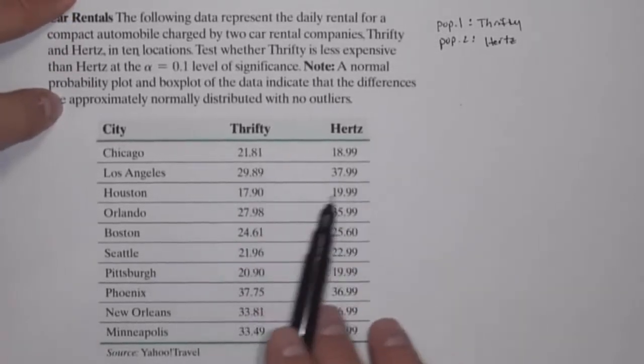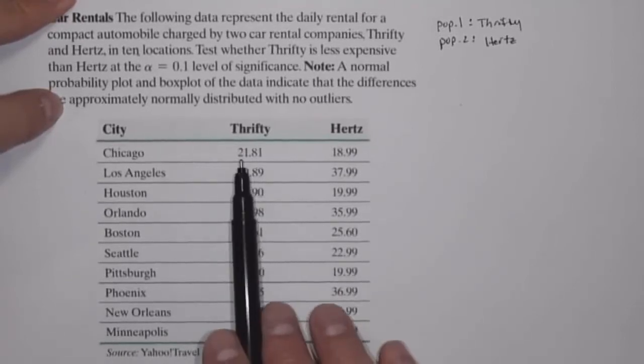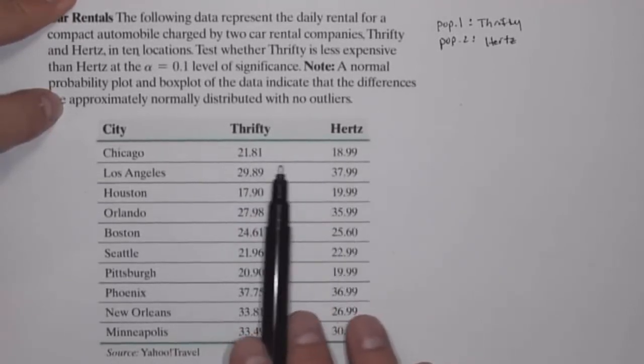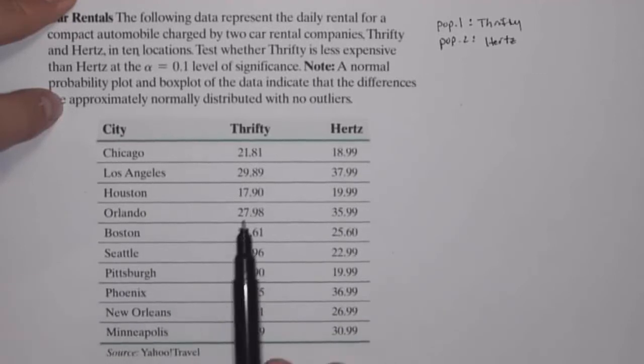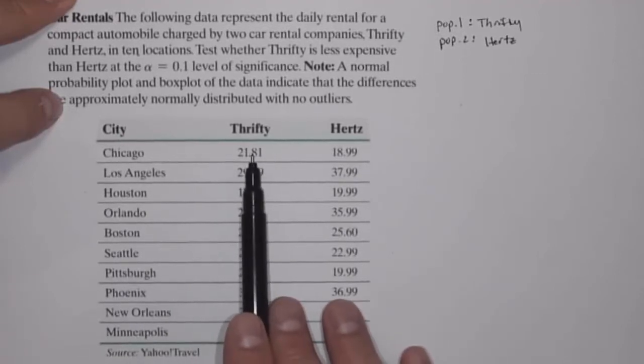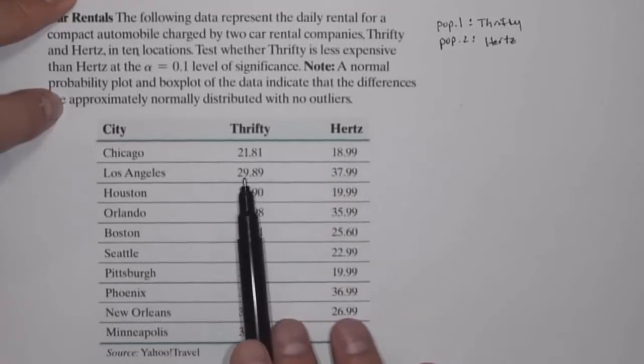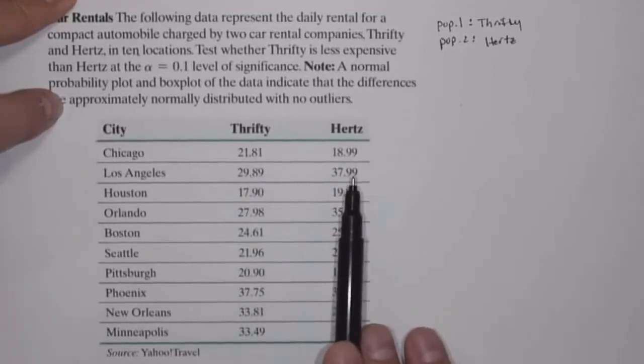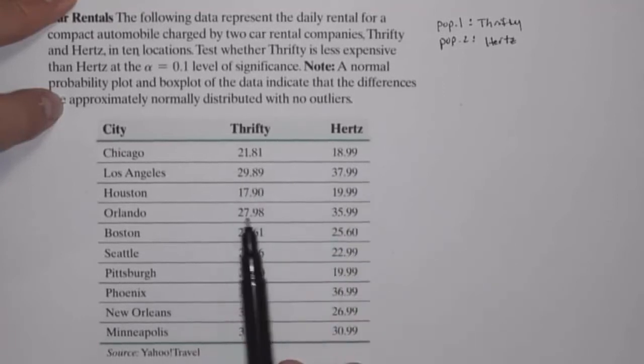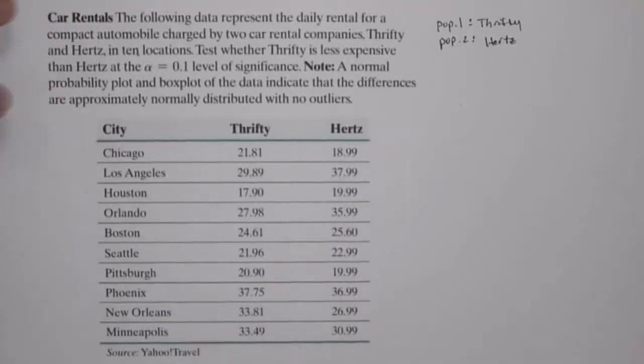But in this case, we have a matched pairs design because we are looking at the rental prices by city. So the fact that we took a Chicago price here meant we had to get a Chicago price here. The fact that we have an LA price here means we had to get an LA price here, and so on. So this is a matched pairs set of data. This is a situation where our sampling method is dependent.